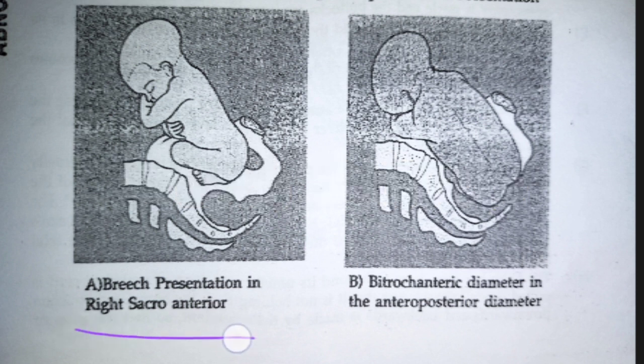For example, let's take the right sacral anterior position. This is the breech presentation. In this presentation, the baby engages in the right sacrum anterior position. Further, due to the flexion and the movement, the baby turns a bit and comes to the anteroposterior diameter position. This diameter is also known as the bitrochanteric diameter.